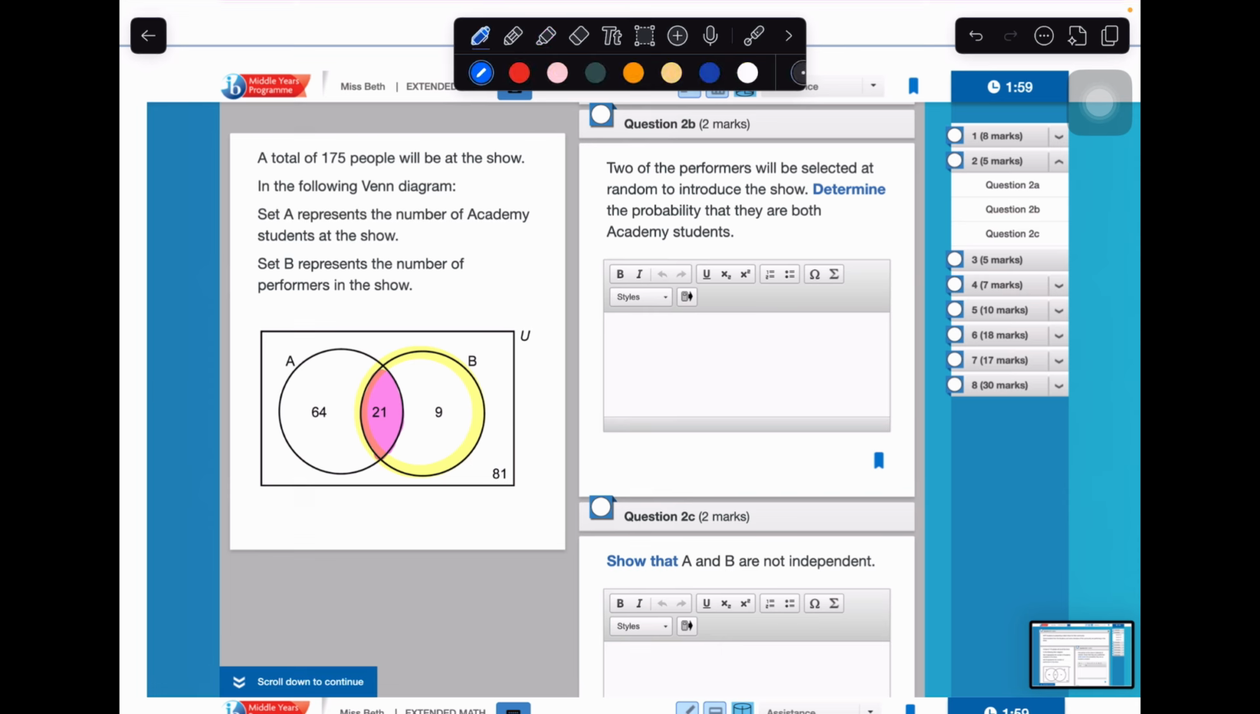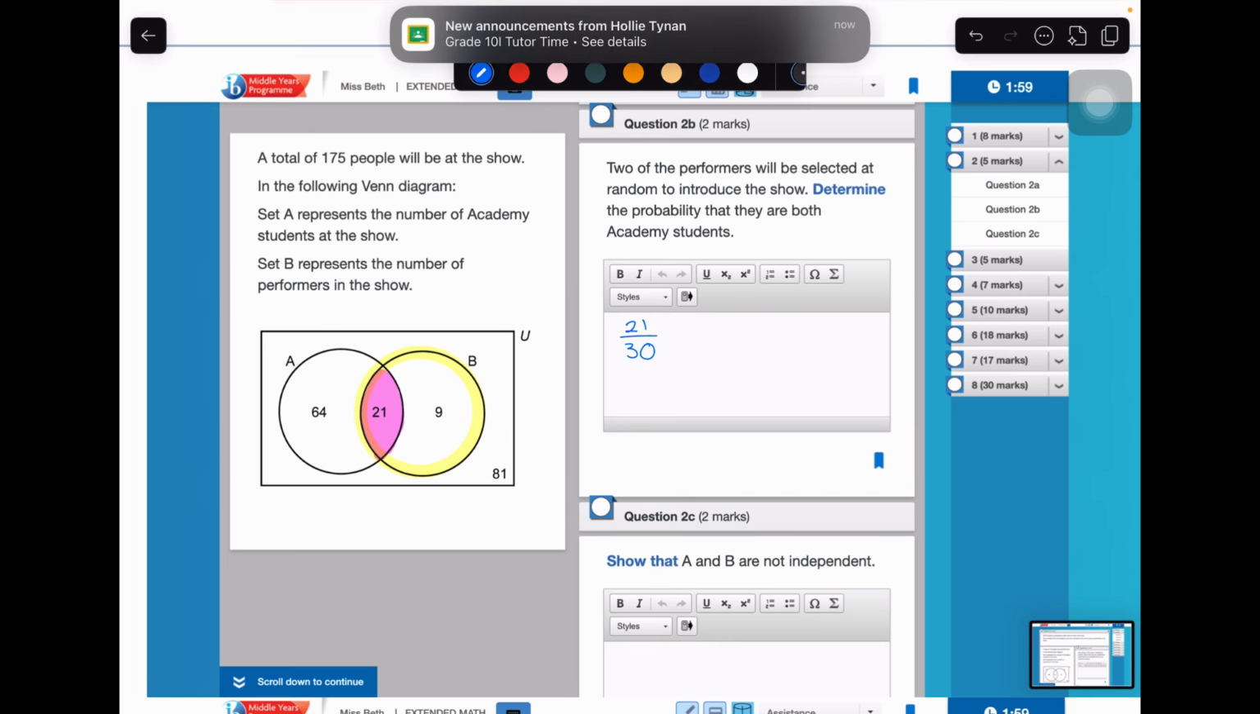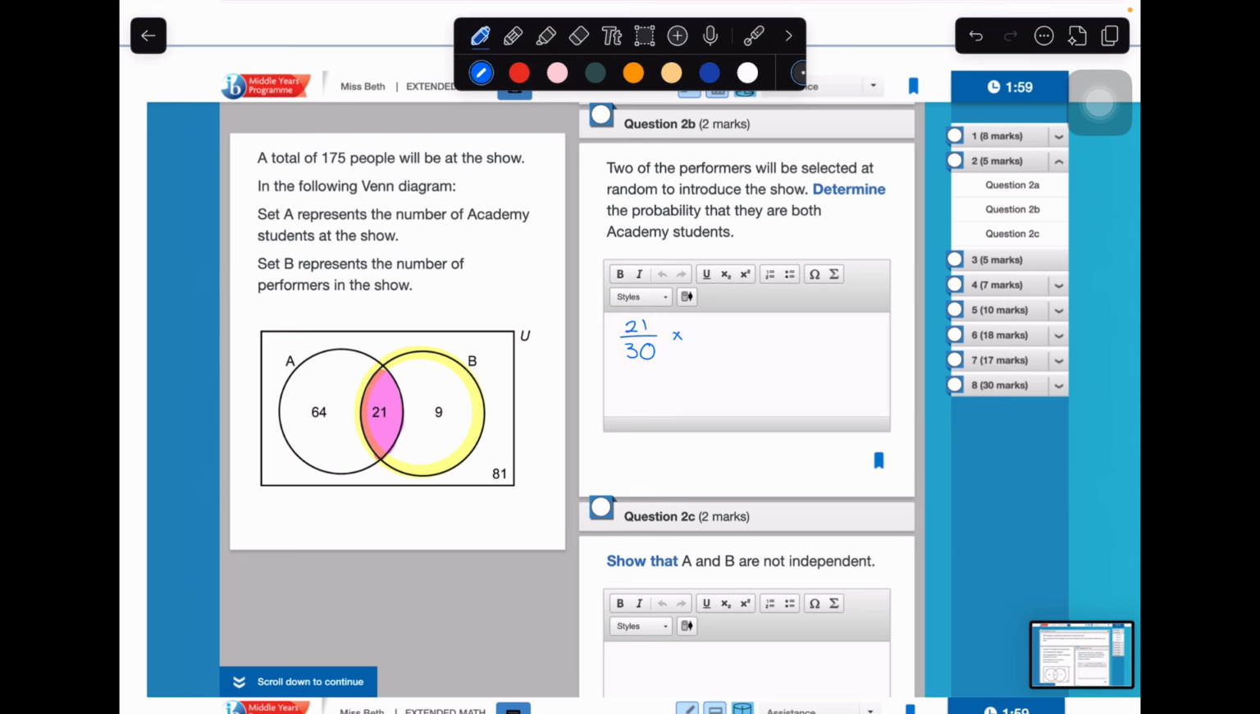So on the first pick, we could choose an academy student. The probability of that happening would be 21 out of 30. For the second pick, there would now be 1 less academy student and 1 less student overall. So our second pick would be 20 out of 29. You just need to multiply these 2 together and simplify. Your calculator will do that for you, and you should be getting 14 out of 29.